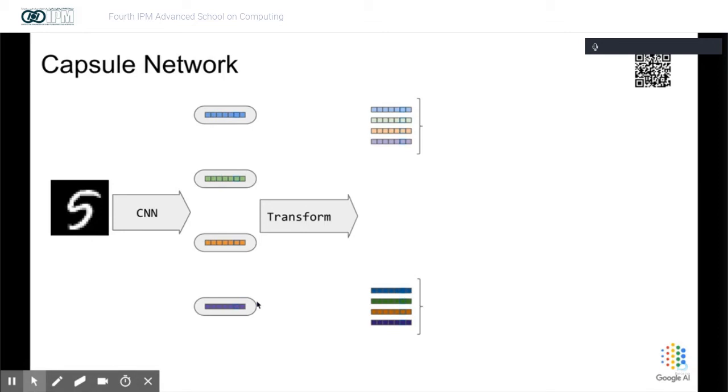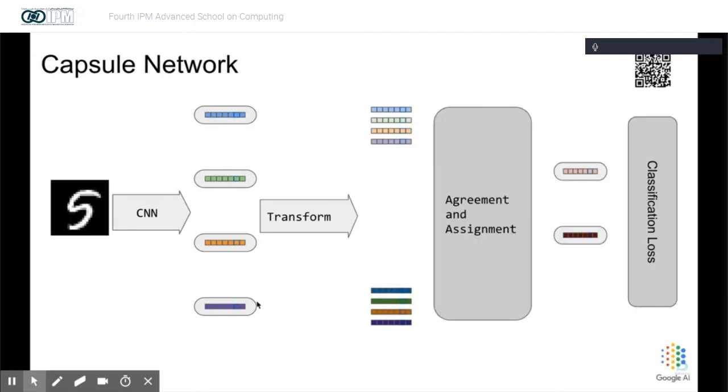So now we get these transformed coordinate frames, and given a set of them, do these agree with each other or not? So that's the question now. To figure that out, we use a nonlinearity called agreement and assignment. If the child predictions agree, the parent capsule gets activated. The parent capsule gets the agreement as its coordinate frame. The last capsule layer predicts the existence of classes, and the classification loss is used to train the network. Now let's dig into the agreement and assignment functions.